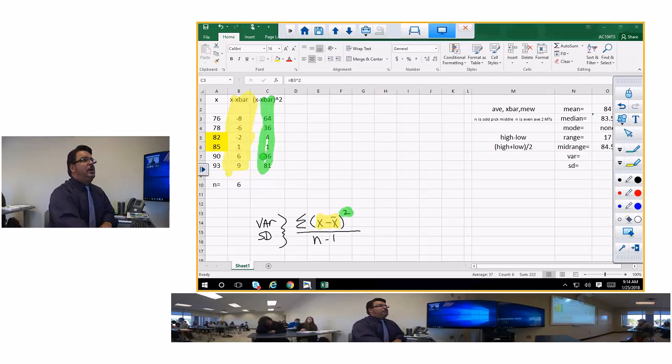So in my numerator, what's the only thing that's not colored with a highlighter? Okay, the numerator is the one up top. The summation. So what am I going to do to that green column right there?